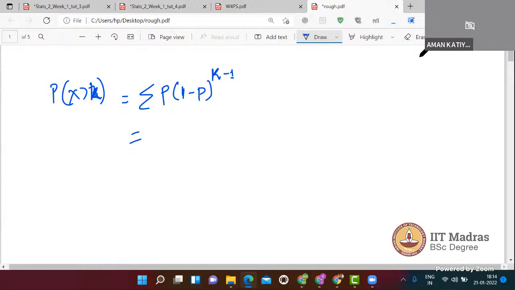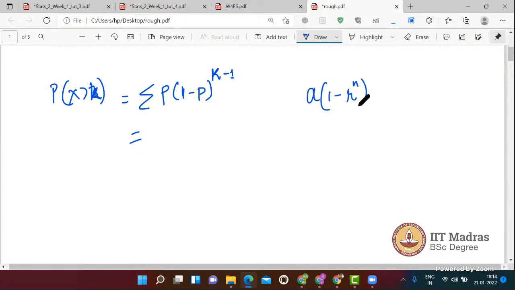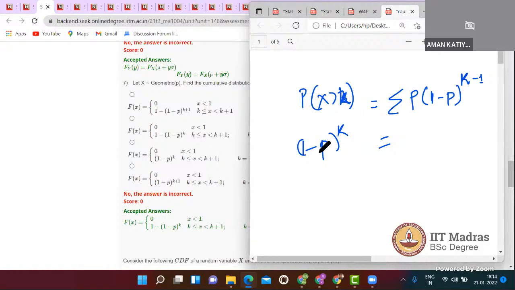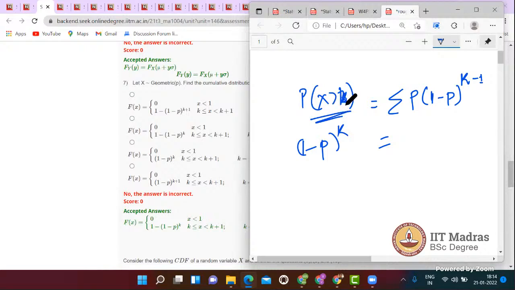what would the summation be? Generally, the summation of a GP is what? To infinity. Okay, you can write it directly now. Maybe last week you would have learned how we generally do the summation. After summing up, we generally get it in the form of one minus p to the power k. After doing the summation, that is for x greater than k.